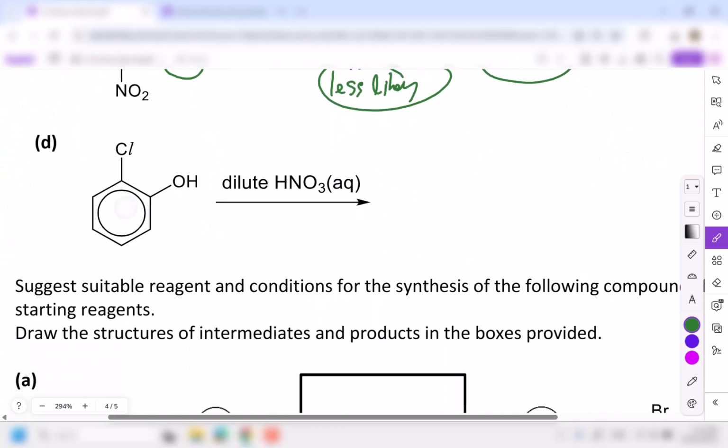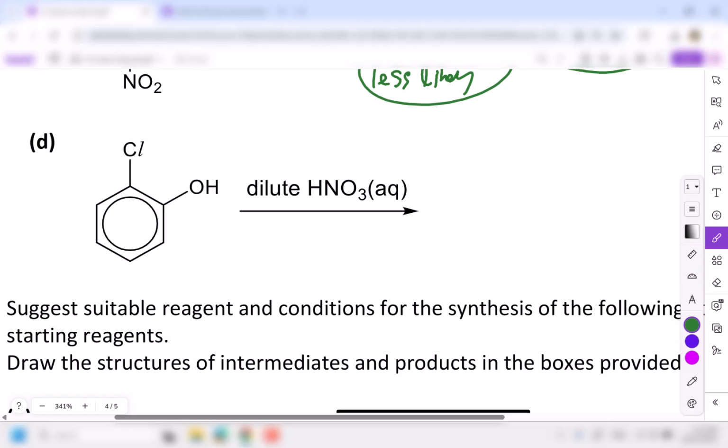Then next, dilute HNO3. So dilute HNO3 tells us one thing: even in the presence of OH, NO2 will not be directed to too many positions. And at the same time, because OH is a very strongly activating group, I'm going to expect the condition to be mild. So in this case, instead of using conc. sulfuric acid, conc. nitric acid, I'm just using dilute nitric acid.